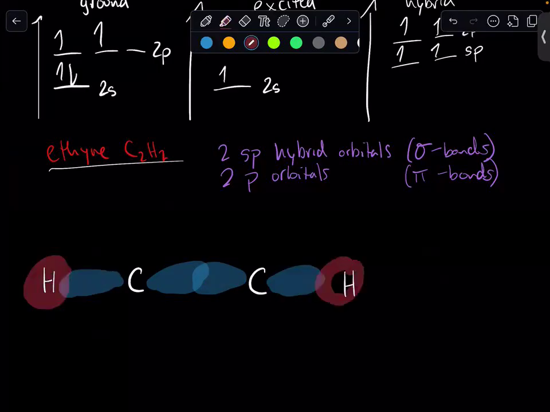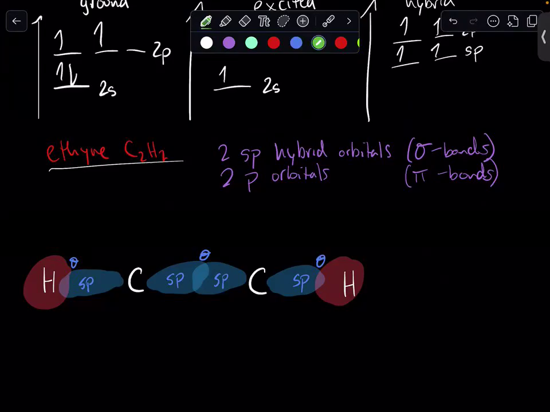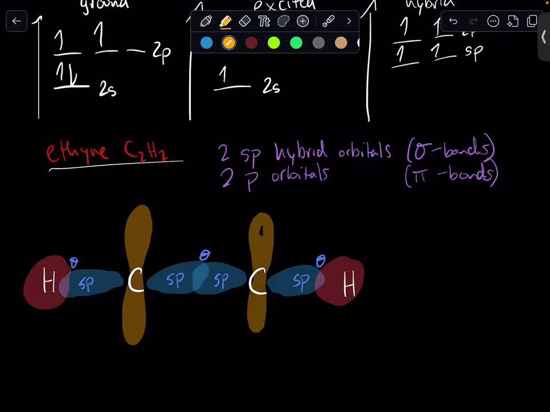And hydrogens are going to have that overlap between the sp hybrid orbital and the s orbital of the hydrogen. These are all going to be our sp, sp, sp, and sp. These are all going to be sigma bonds. And then we have our various p orbitals. So we have up on the vertical axis, so that's going to be one pi bond. And then we're also going to have the horizontal axis.